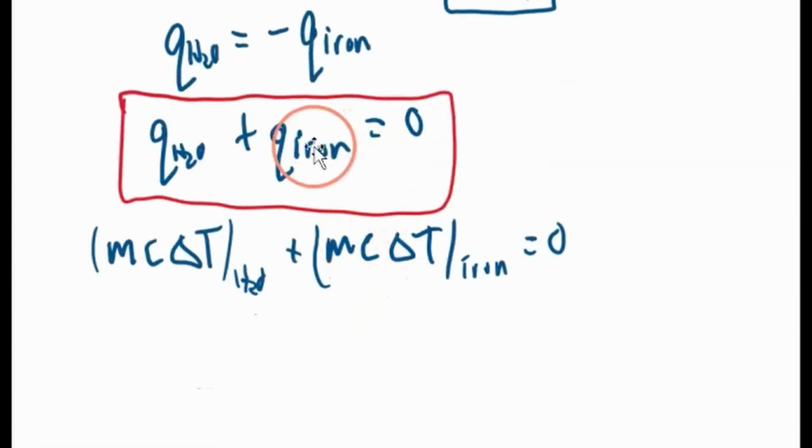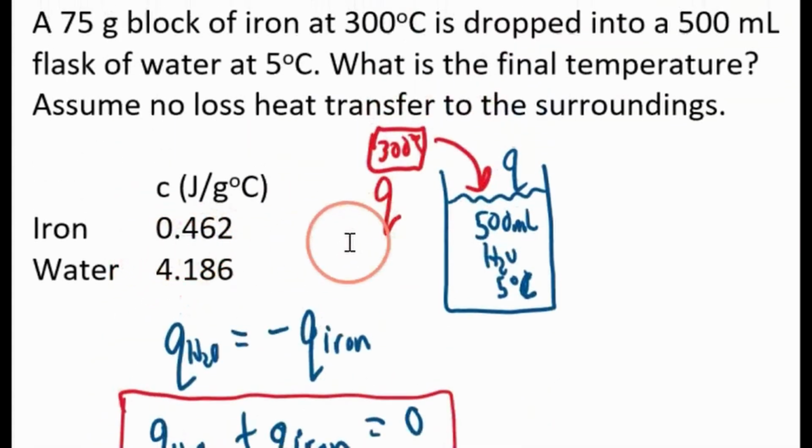What's lost from the iron is gained by the water. We have, what's our mass of water? Oh, we don't have a mass. We have 500 mils. You may see this.